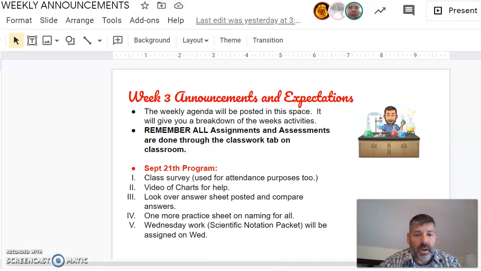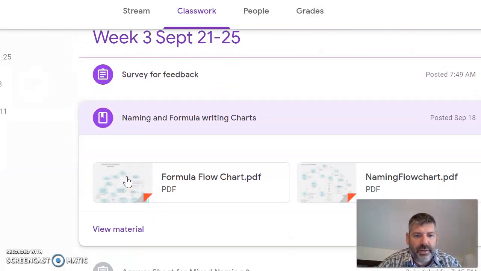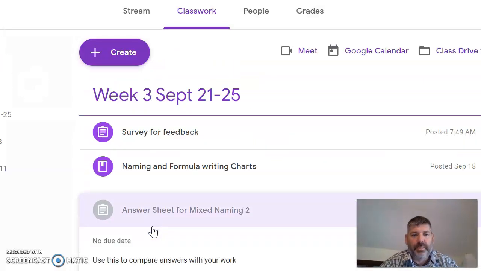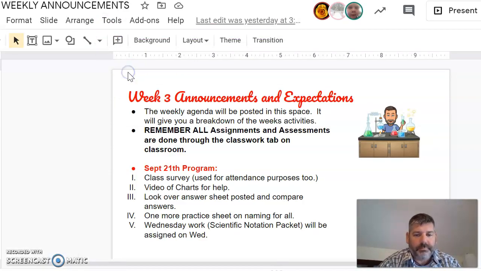After that, you'll see that I've posted answer sheets on the Classroom page for you. The answer sheets I have for you are the answers to mixed naming 2. Take a look at that, compare it with your answers, double check those, and then ultimately I have another practice naming sheet for all. It'll be our last sort of practice sheet that we'll use. And then the Wednesday work is the scientific notation packet.